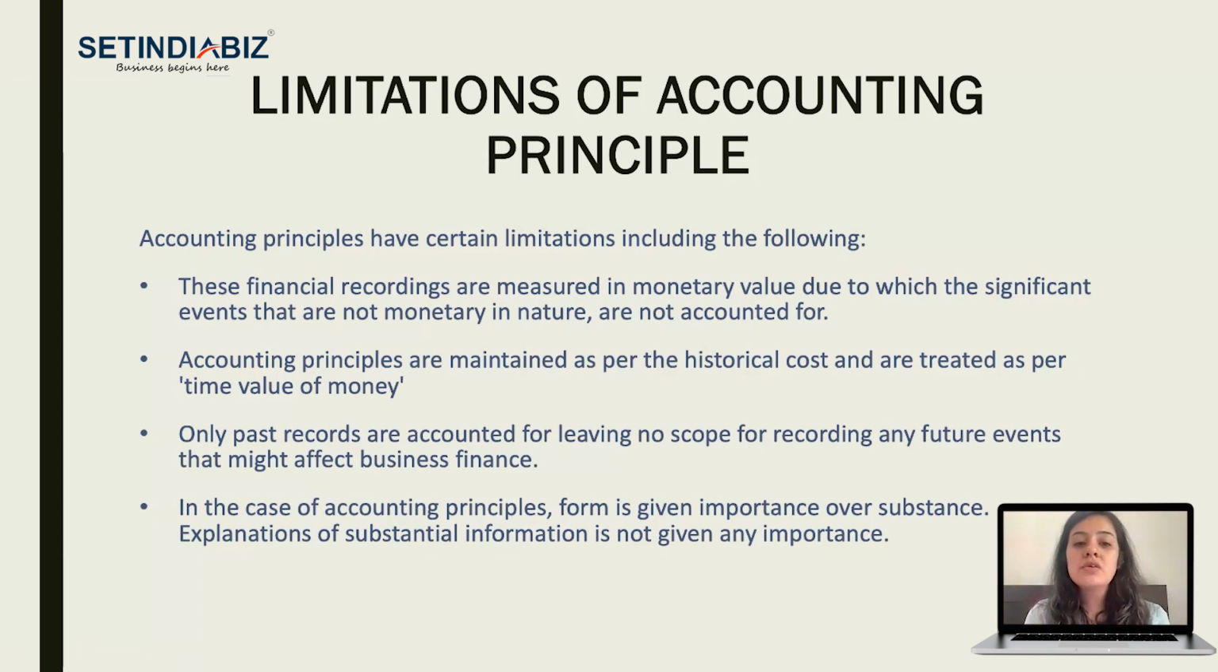Number 3, only past records are accounted for, leaving no scope for recording any future events that might affect the business finance. I gave you an example: whenever I'm investing in an advertisement campaign, say rupees 5 lakh, which will give me 5 big advertisements over 5 years. Now I'm recording 1 lakh per year for every 5 years. That 1 lakh is recorded in this current year 2025, but the 5 lakh that I've incurred today will give me benefits in the coming 4 years, that is 2026, 27, 28 and 29, right? So I am getting benefits from future events, but I am not able to record these future transactions or any decision which is out of the financial year.